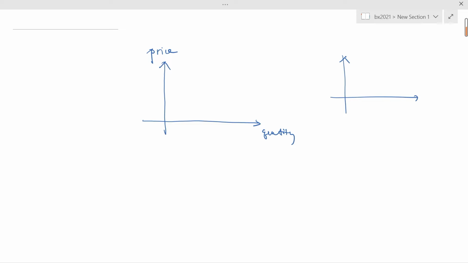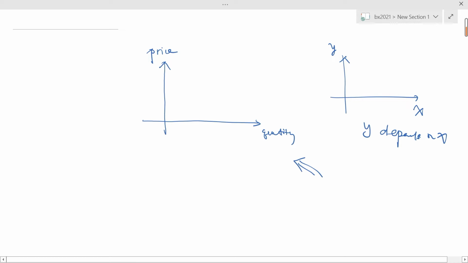Usually, when we put say y on the vertical axis and x on the horizontal axis, we mean that y depends on x, but not in this case. Here, the quantity of demand or quantity of supply depends on price, not the other way. So be aware of this point.